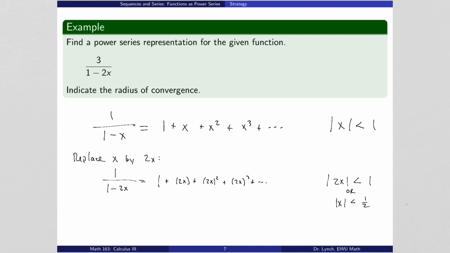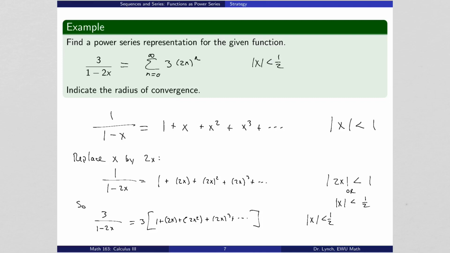Now we can find the desired function by multiplying this whole expression by 3. So here's our power series representation. Of course, multiplying by 3 doesn't change the radius of convergence. And we can express this in summation notation too, as the sum n equals 0 to infinity of 3 times the quantity 2x to the n, with radius of convergence R equals 1/2. Okay, let's go ahead and have a look at another example.